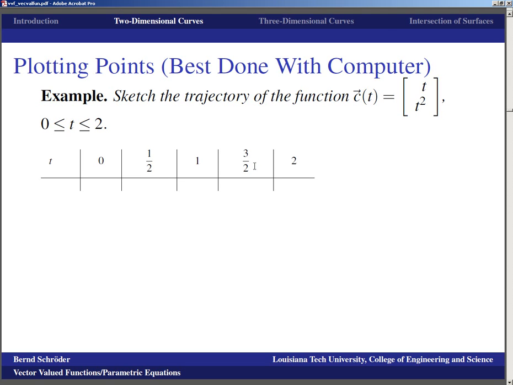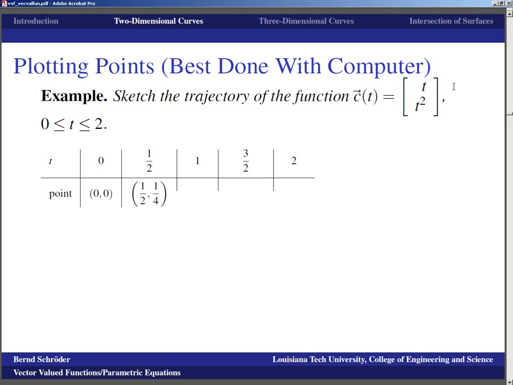and if we want to verify that, we can plot some points, and so certainly we could just take a couple of points that are equidistant on the interval from 0 to 2, and we realize, well, okay, if we plug in t equals 0, we get (0, 0). If we plug in t equals 1/2, we get (1/2, 1/4).